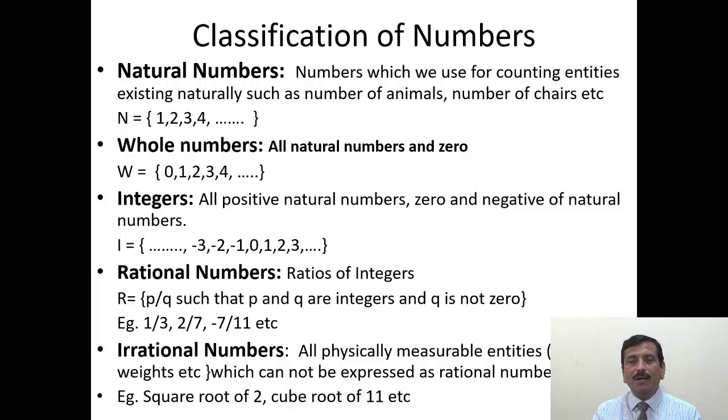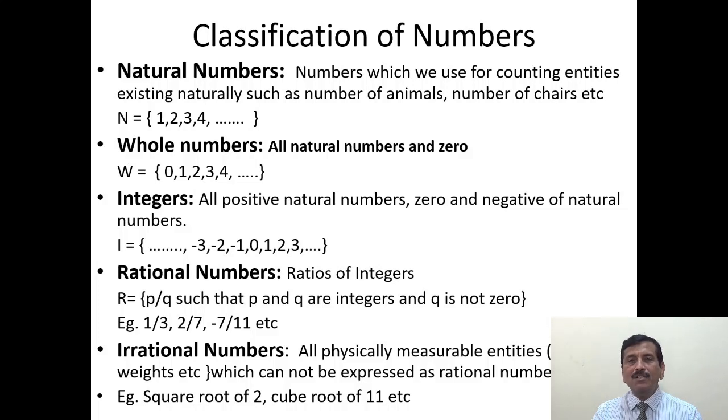The fourth set which we come across is the set of rational numbers. Rational numbers are basically the set of numbers which can be defined as a ratio of integers. So the set of rational numbers R is equal to, in curly brackets, all such numbers p by q such that p and q are integers, while q being the denominator, q will not be 0. Examples are 1 by 3, 2 by 7, -7 by 11, etc.